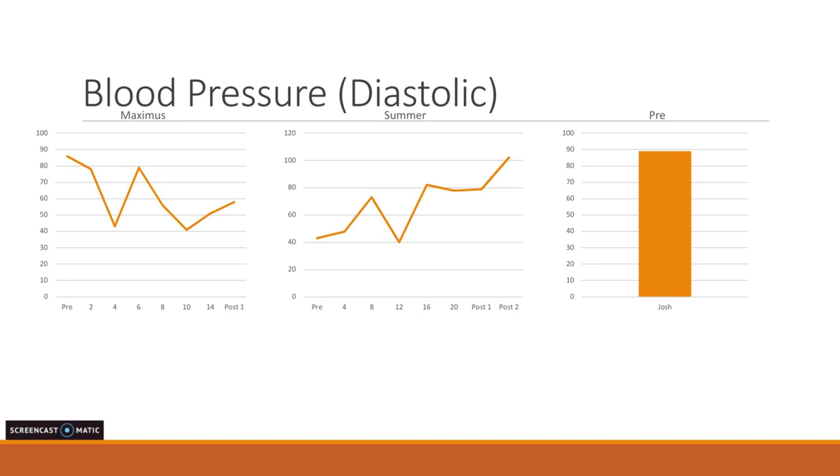However, Max's data agrees with the fact that diastolic blood pressure drops during exercise, but may drop too far, whereas Summer's diastolic blood pressure increases during exercise, which is the opposite of what is expected to see.